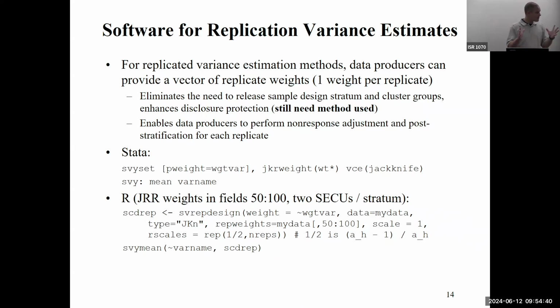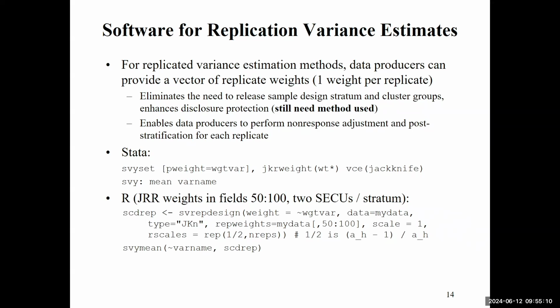Once you have that replicate design object, you can run whatever analysis function you want. You just input the name of the replicate design object this time, instead of the other design objects that we talked about previously, and proceed with your analysis. So it's pretty straightforward. We just have to identify where those replicate weights are and then input them to the software in addition to the method of replicate variance estimation.